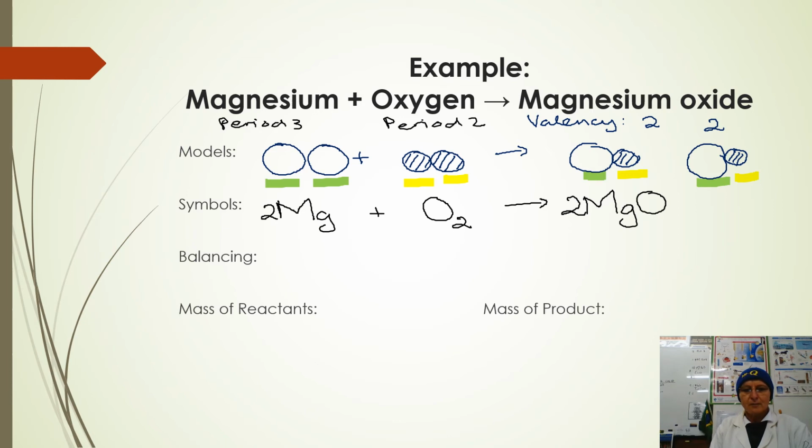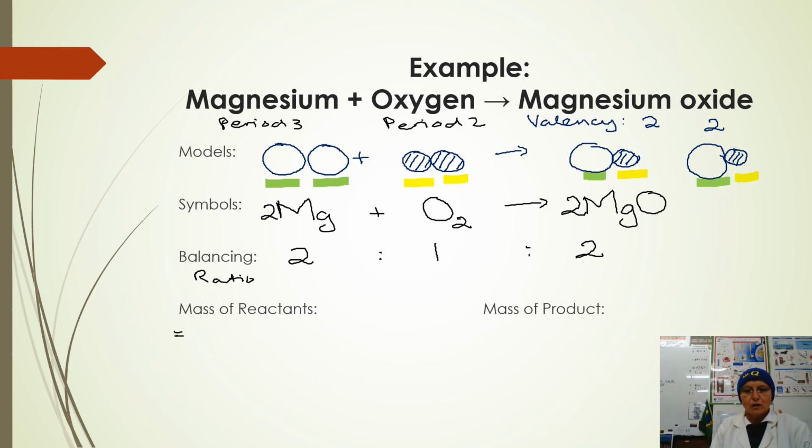So the balancing numbers has a ratio, and those numbers are called coefficients. So we use the coefficient of magnesium, which is 2. The coefficient of oxygen, which is 1, and the coefficient of magnesium oxide, which is 2. And there you have the ratio in which magnesium reacts to oxygen to make magnesium oxide, 2 to 1 to 2. So next step is to determine the mass of the reactants.